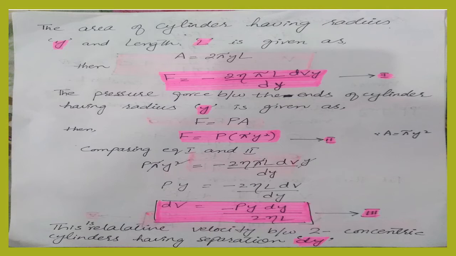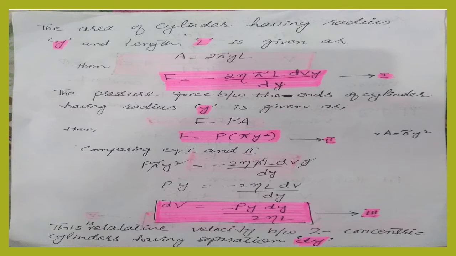Comparing equations 1 and 2, we get P pi y square is equal to minus 2 pi eta L y dv over dy. Cancelling pi and y on both sides, we get P y is equal to minus 2 eta L dv over dy. By rearranging the equation, we get dv is equal to minus P y dy over 2 eta L. That is equation number 3. This is the relative velocity between the two concentric cylinders having the separation dy.